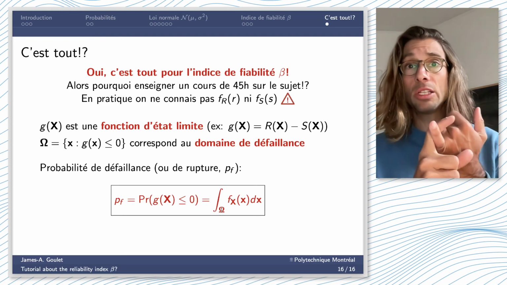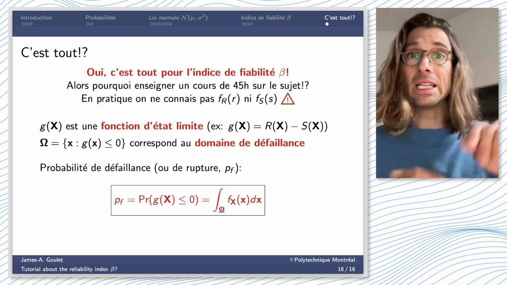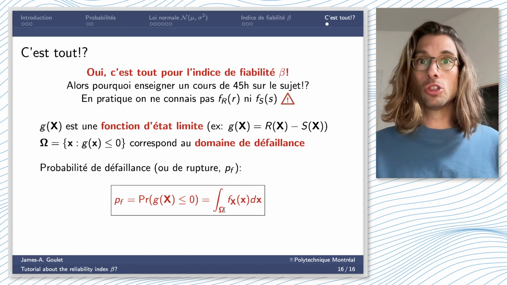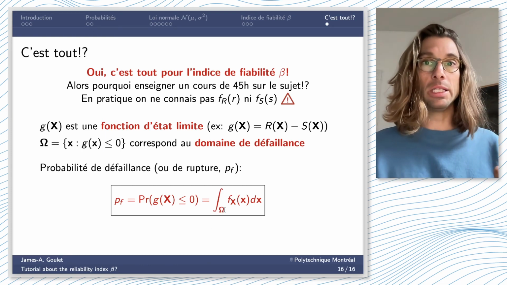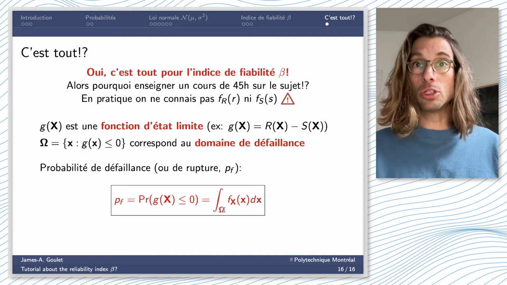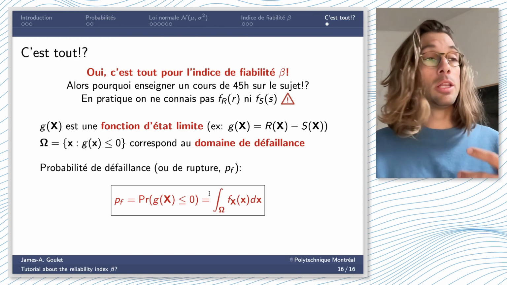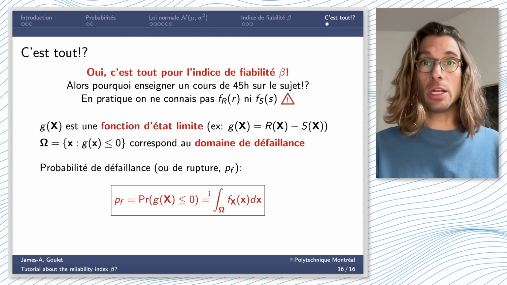In practice, we don't like doing integrals, and not only do we not like it, we cannot solve these integrals analytically. So the core topic in reliability theory is to find either analytical approximate solutions or numerical solutions to evaluate these integrals that are typically defined in very high dimensional domains.